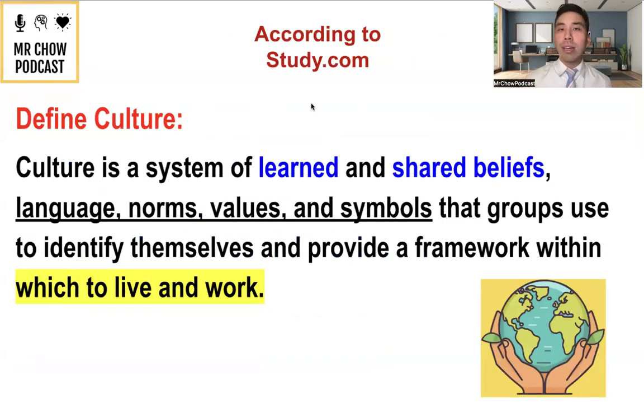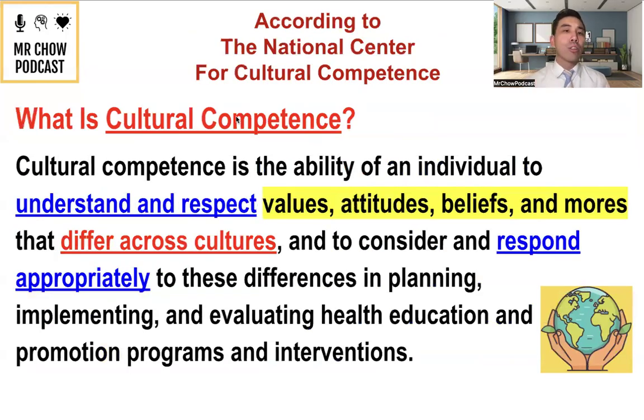Let's look at culture. According to study.com, culture is a system of learned and shared beliefs. We all come from a culture. We all have culture in our lives: language, norms, values, and symbols that groups use to identify themselves and provide a framework in which they want to live and learn. So, what is cultural competence? Cultural competence is the ability of an individual to understand and respect values, attitudes, beliefs, and more that differ across cultures. Cultural competence also considers and helps you respond appropriately to those differences in planning, especially when it comes to helping people, health education promotion programs, and interventions. This is huge. And this is according to the National Center for Cultural Competence.